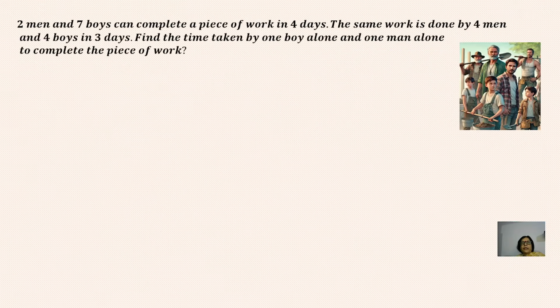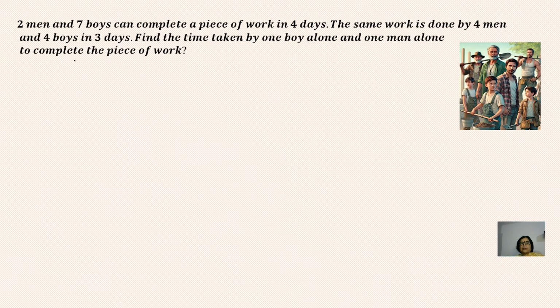Now moving on to the next one, we have here 2 men and 7 boys can complete a piece of work in 4 days. The same work is done by 4 men and 4 boys in 3 days. Find the time taken by 1 boy alone and 1 man alone to complete the piece of work. So here we have men and boys doing a piece of work, and we have to find out the time taken by each man alone and each boy alone to complete the piece of work.